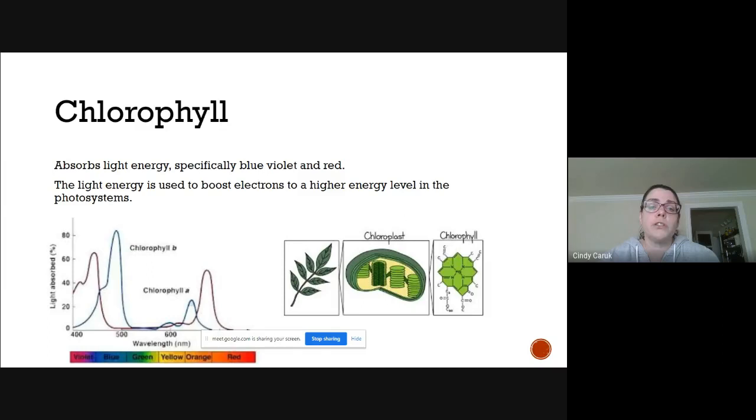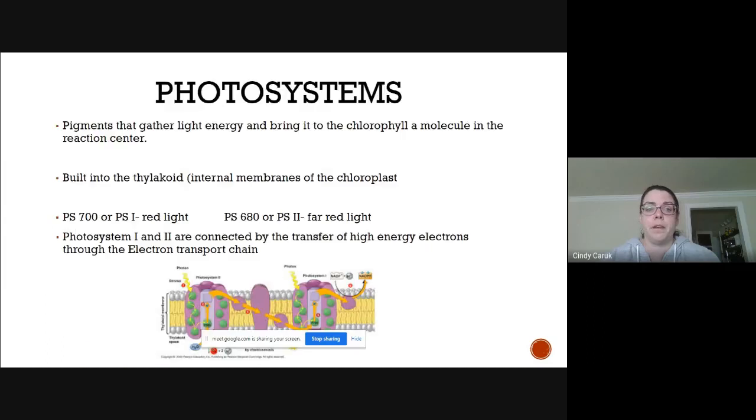The light energy is used to boost the electrons to a higher energy level. Now you have accessory pigments that I'll talk about as well, but you can see here's our chlorophyll. We have that magnesium in the center. And so 2 electrons are going to leave because they have a higher energy. They've absorbed all this energy, right? Those are part of these photosystems. So these are going to have a chlorophyll A molecule in the reaction center, but they'll also have some accessory pigments, and they're going to be bringing all that energy to the chlorophyll A molecule in the reaction center. And that's built into that thylakoid membrane.